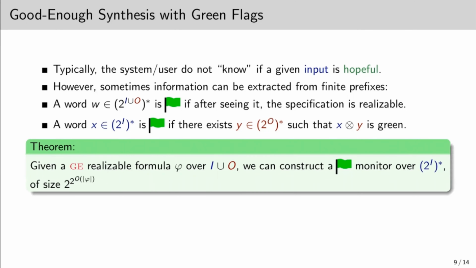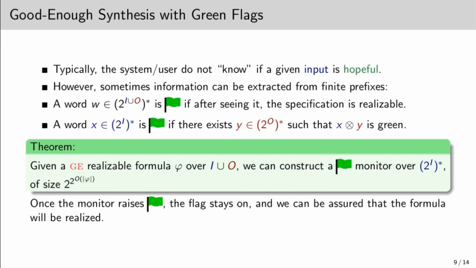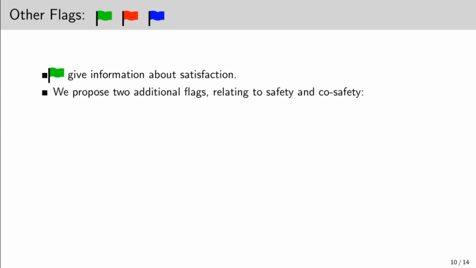So if we equip our transducer with such a monitor, it can raise a flag whenever a green prefix has been seen, and we can be assured that from now on the formula is realizable. And if our transducer is GE realizing, then we are also assured that the formula will be satisfied. We can think of green flags as giving information about satisfaction. There are some other flags we can consider.